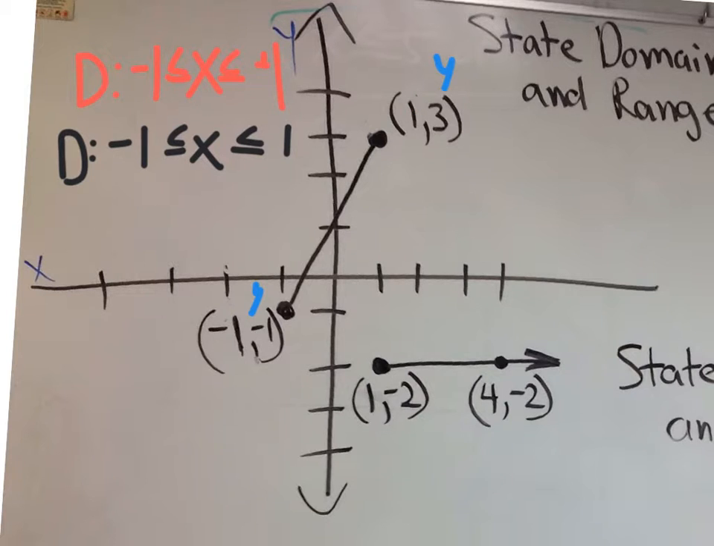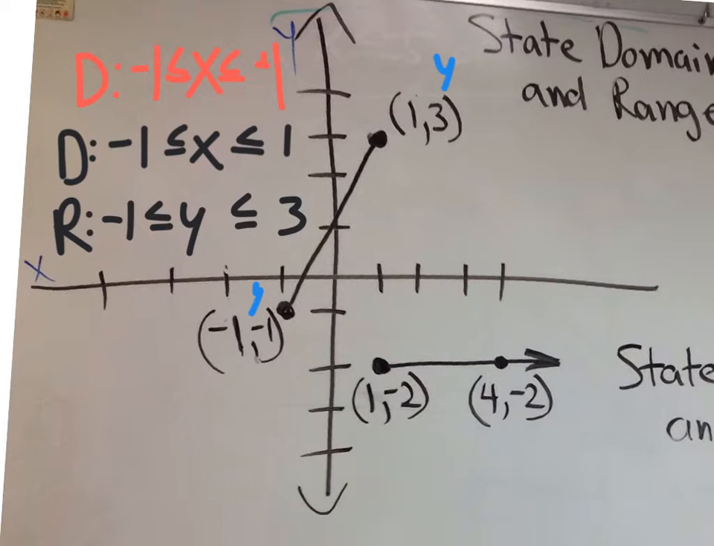So when you're talking about range, you're going to put range is the y values that are all between the negative 1 and the positive 3. Now, of course, you're going to have the inequalities opening up like that. And because these guys are solid dots, you're going to have a solid line underneath it.